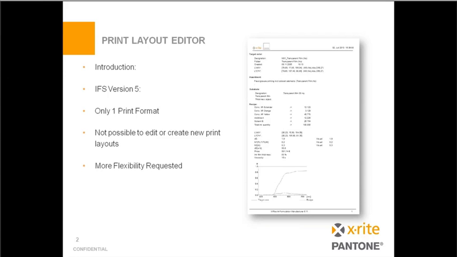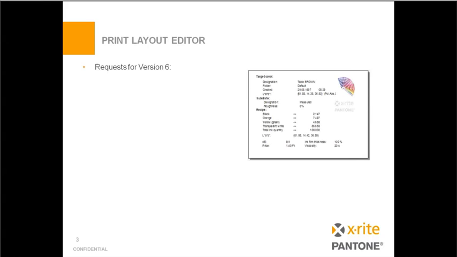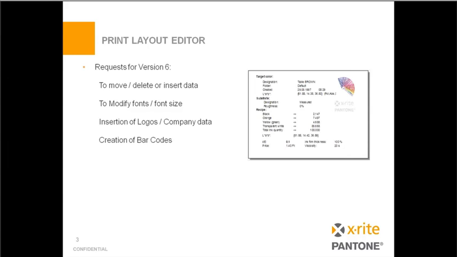One of the main requests within InkFormulation 6 was more flexibility with this particular printout. Requests were to be able to move, delete, and add data, to put in different fonts and modify the size. More importantly, to insert specific company logos as required. Also, later on in the webinar, you'll see how to create and edit barcodes within the label printer itself.